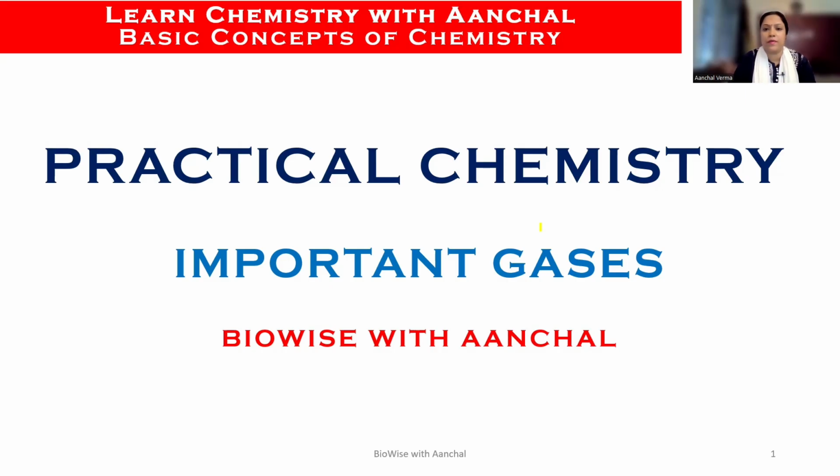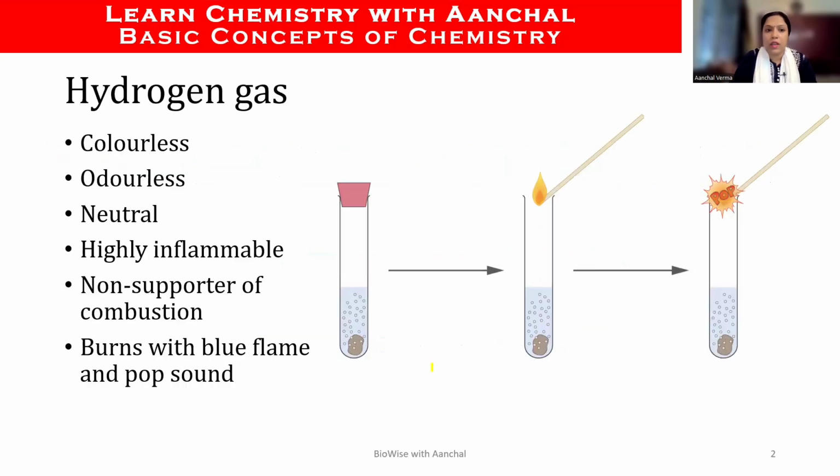Yes, let's move ahead. Now, first one is the hydrogen gas. Hydrogen gas, as you know, is a diatomic gas, right? H2, and it is colorless, odorless, and neutral. Neutral means it has no effect on the litmus paper. The moist red litmus remains red, and the moist blue litmus remains blue.